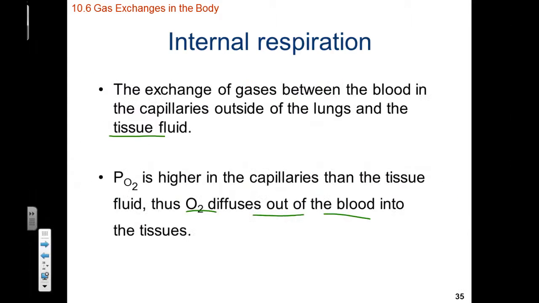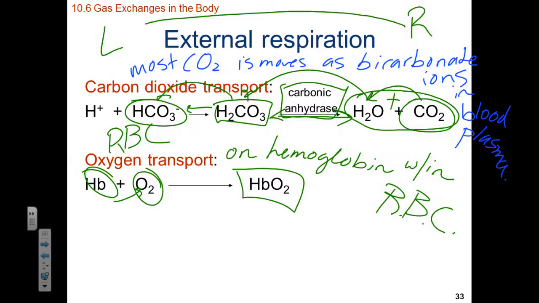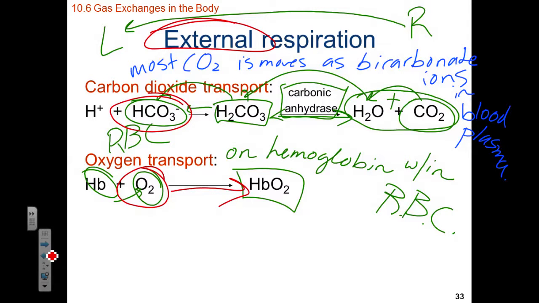So if we were to back up a couple slides here, on this slide right here, I emphasized going from the right to the left. Going that direction is internal respiration. During external respiration, though, we go from the left to the right. So during the external respiration process, we are actually going to add oxygen to the hemoglobin. And during external respiration, we can take bicarbonate from the blood plasma and turn it into carbon dioxide that we exhale.